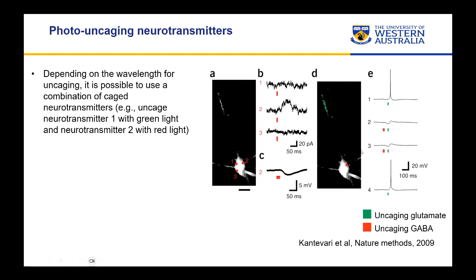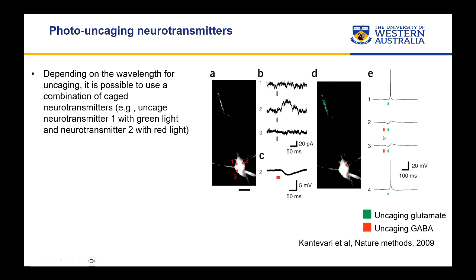So glutamate, as you hopefully know, when you apply glutamate, it binds to its receptors. It causes depolarization, and you get an action potential. Okay, so if we put an uncaged glutamate compound that reacts to green light, we shine the green light, glutamate binds, we hopefully get an action potential. Cool. Now, if we also put in the compound for GABA that only responds to red light, so GABA release should inhibit neurons. We should get hyperpolarization.